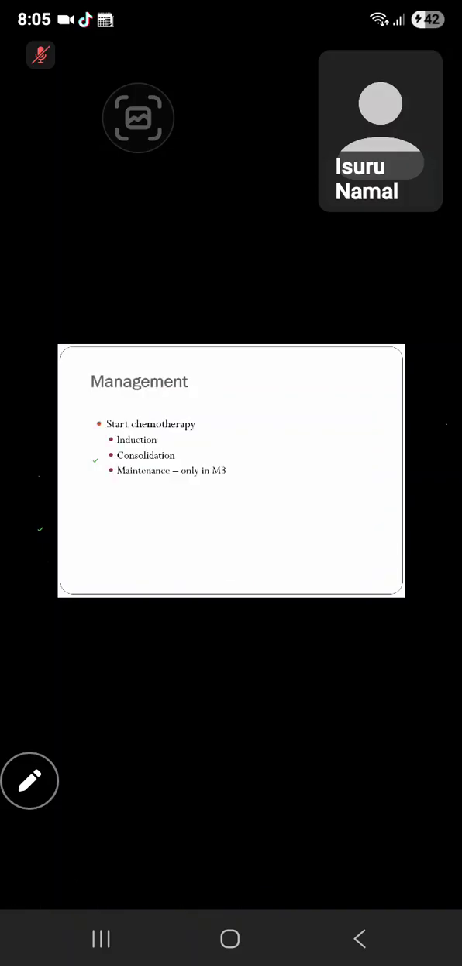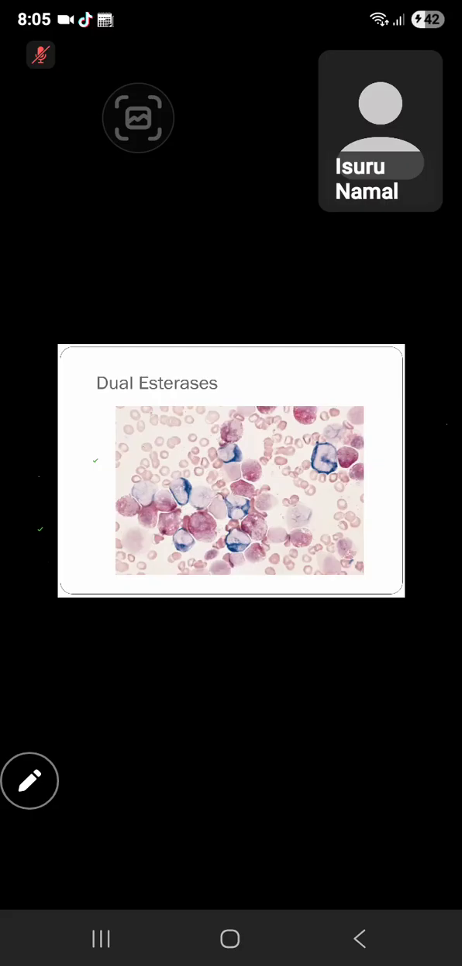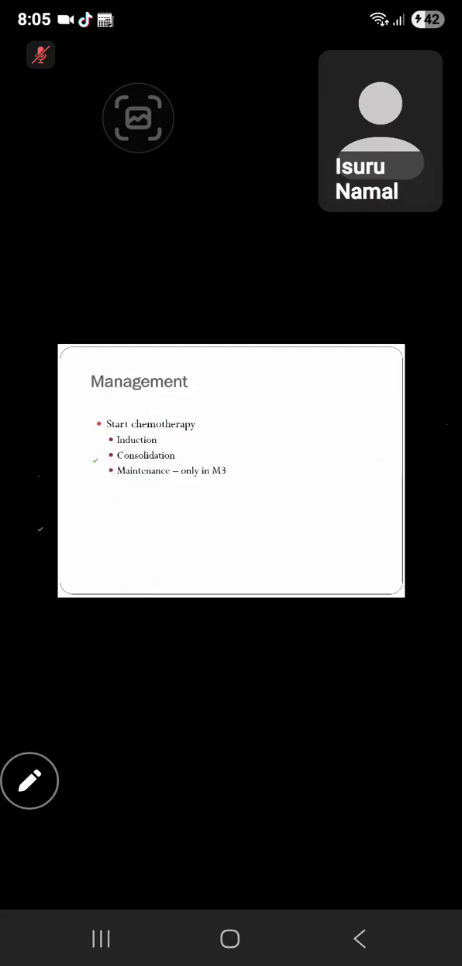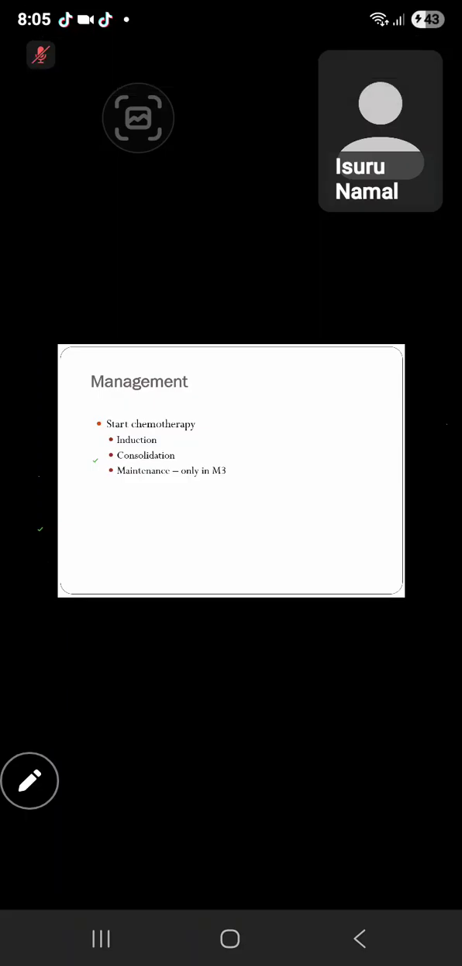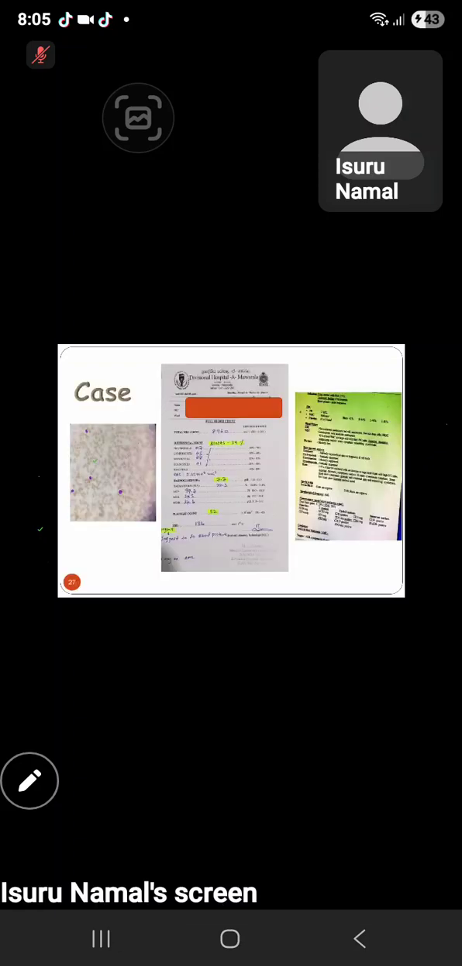Okay. These are the special staining techniques that you can use in your laboratories. For your further knowledge, in management they start the chemotherapy. There are different stages in that chemotherapy. We call these the induction therapy, consolidation therapy, and maintenance. Actually, I'm not going to discuss in detail. Just to know, chemotherapy will be started, and there are different stages in it. Okay, this is a very important case.